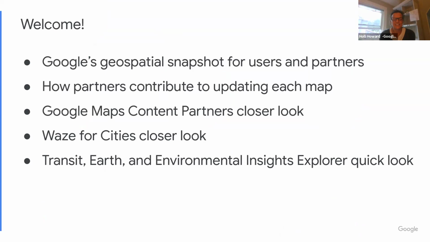Okay, so we're going to talk today about Google's Geospatial Snapshot. So we do have a lot of Google products for maps, and we're going to talk specifically about how to contribute your data to us to enhance those products, specifically the Google Maps Content Partners Program and Waze for Cities. We do have these other sister programs, and we have a teeny bit about those, but we can get you in touch with people if you want to have more information about Transit Earth and Insights Explorer.